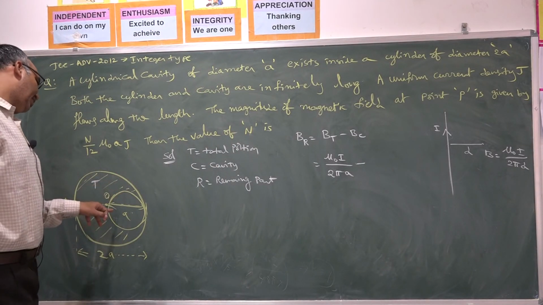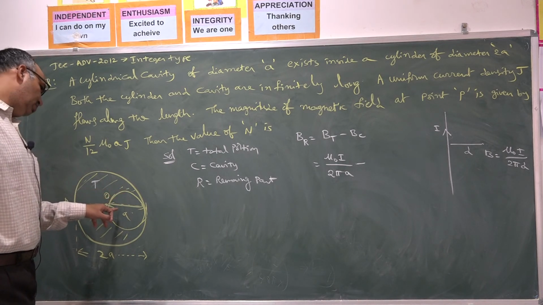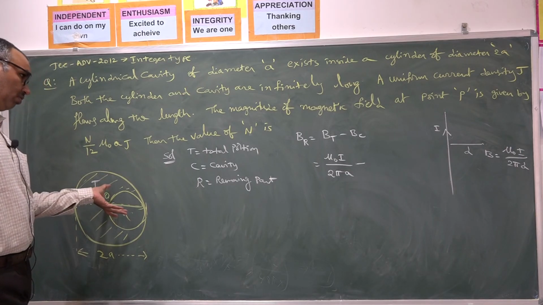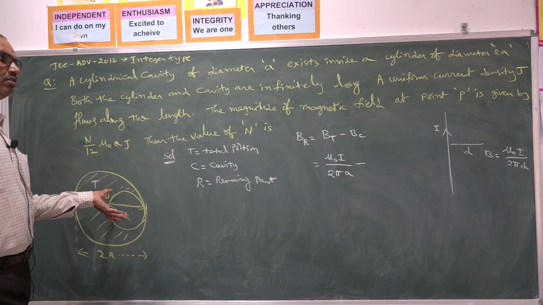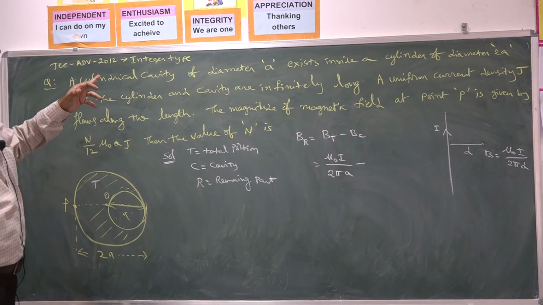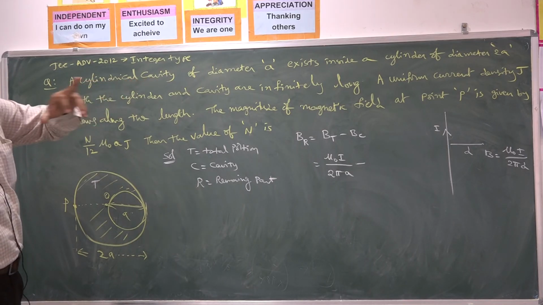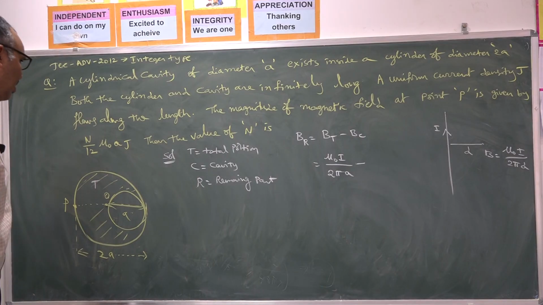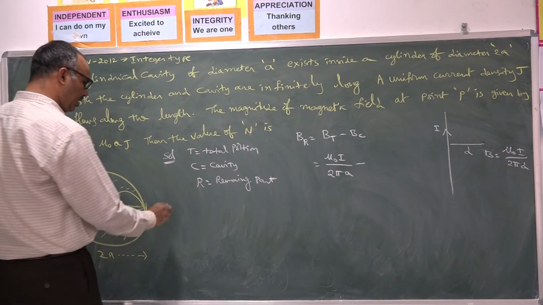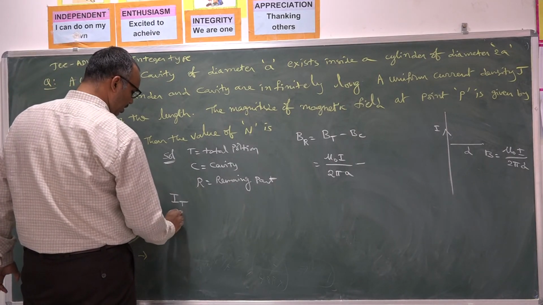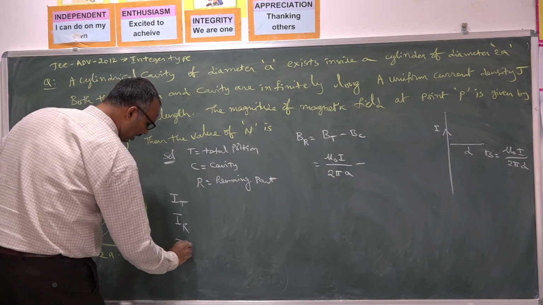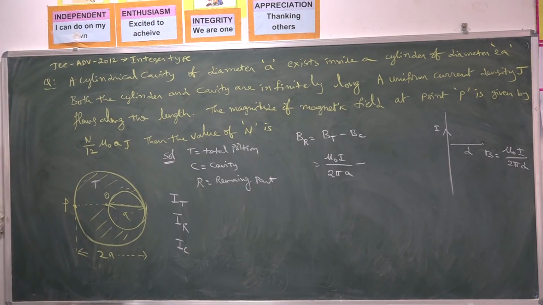Only imagine a conductor having diameter A here. If the conductor is here, what is the strength of current passing through it? As per the question, they said uniform current density. First, let me calculate the current. Current passing through the total portion is IT. IR is the current passing through the remaining part. IC is the current passing through the cavity.